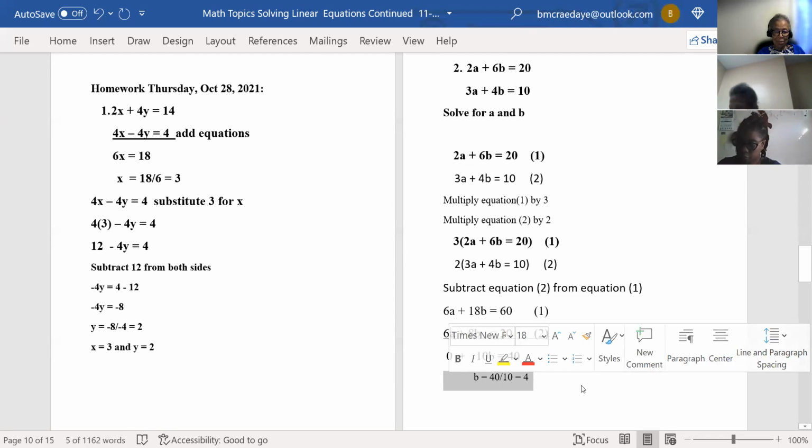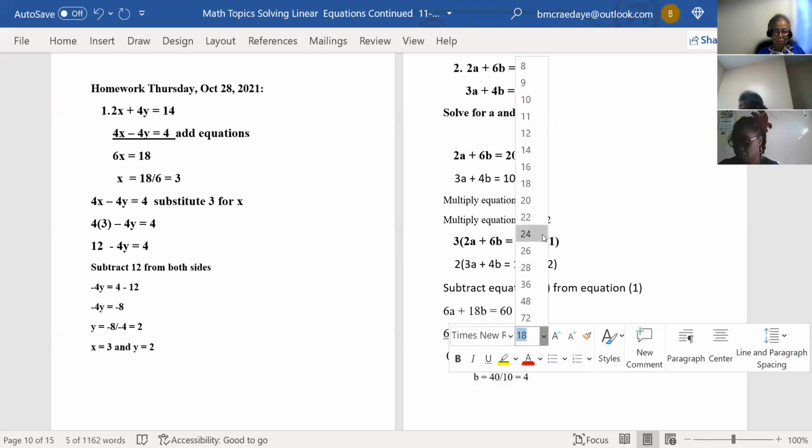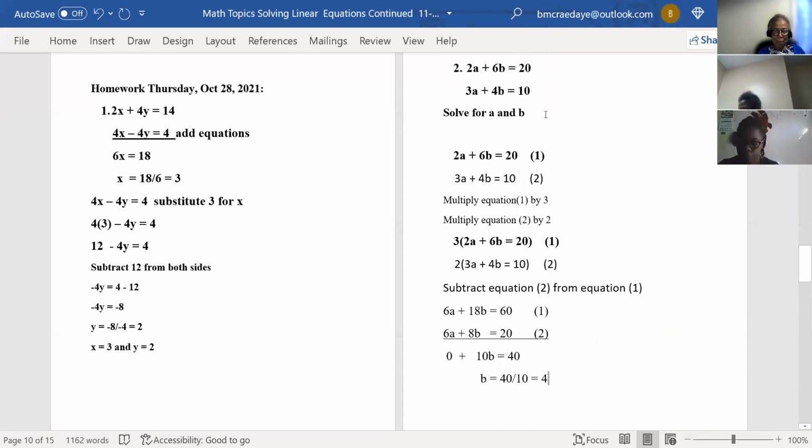So what is a equal to? Well, I can take either equation here and plug in my b. Plug in your b. 4 times 4 is 16, right? And 3a plus 16 is 10. Okay, so 10 minus 16 is what? Minus 6. 3a is minus 6. A equals minus 2. So you could take the b and plug it into either one of these equations and solve for a, right?